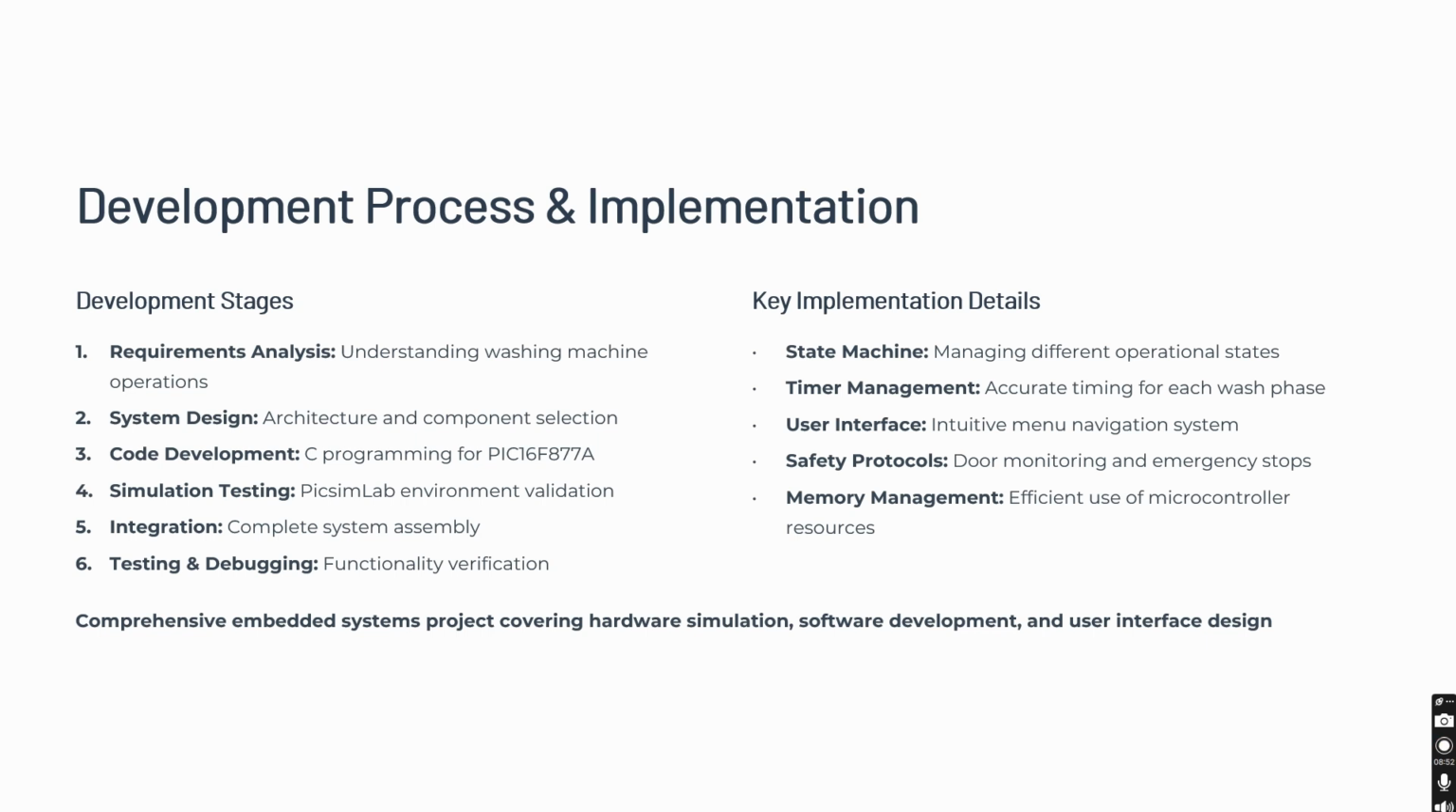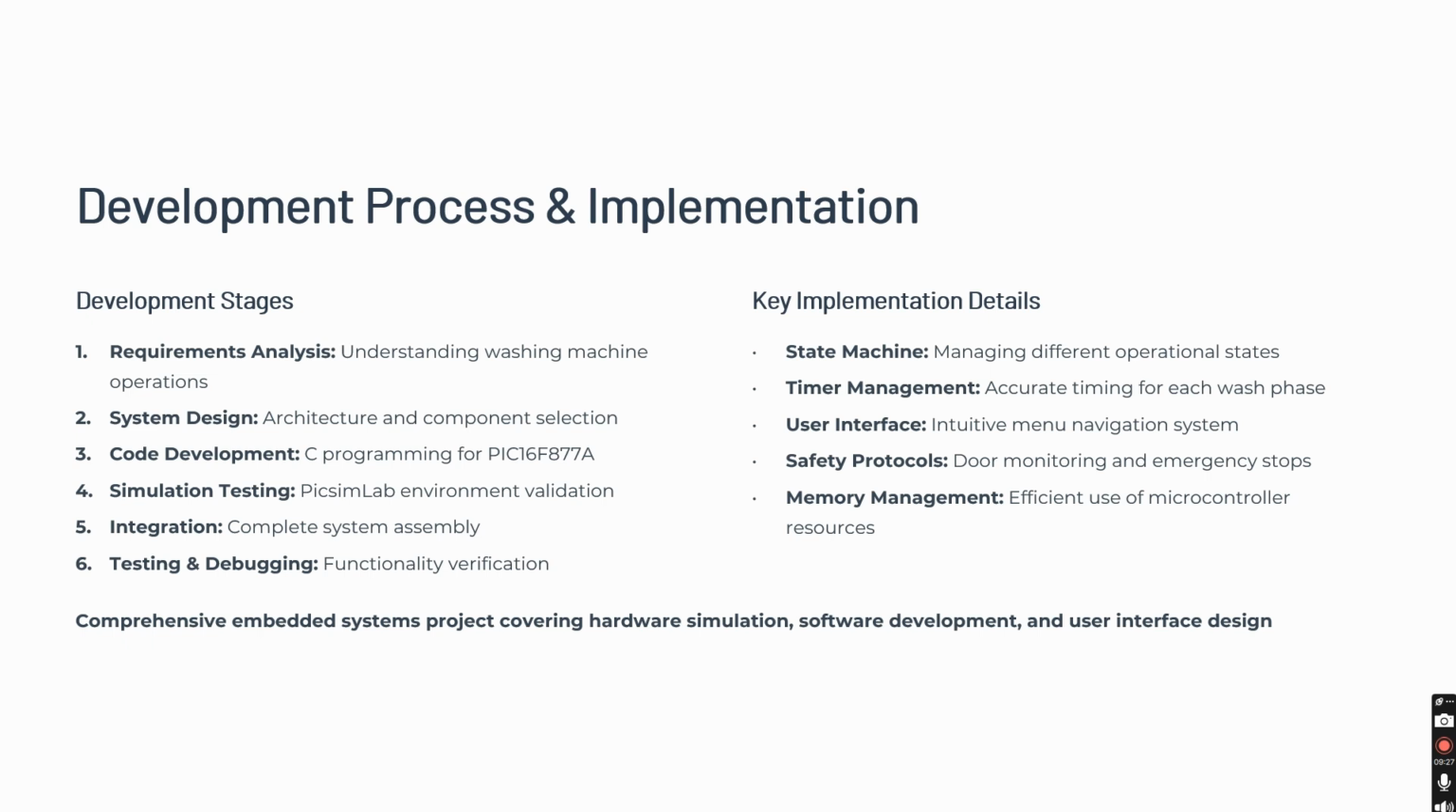Then we have our development process and implementation. The development of this project was executed in a systematic manner that mirrored real-world software engineering practices. First, I conducted a requirement analysis to understand how a typical washing machine works and which functions are most essential. Then I moved on to the system design phase, where I planned the architecture and control flow using the state machine model. Next came the code development, where I wrote modular embedded C code for the PIC16F877J microcontroller.